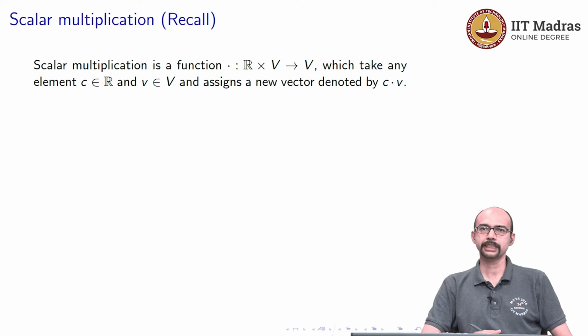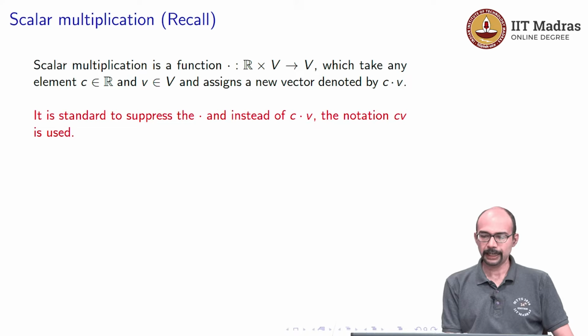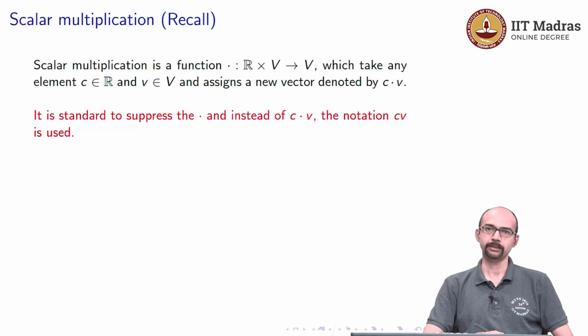We also have something called scalar multiplication in vector spaces, which is a function from R cross V to V. What that means is you take a scalar or a real number c and a vector v, and then we can associate to that a new vector c dot v. Remember this dot corresponds to scalar multiplication. It is standard to drop this dot, which is what we did in our previous video. So we are going to just use c times v, cv, and not c dot v.